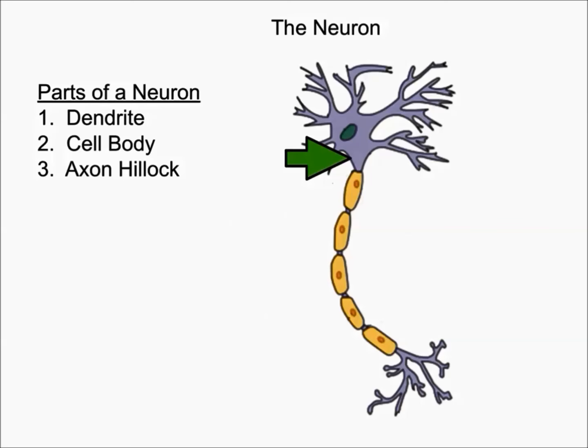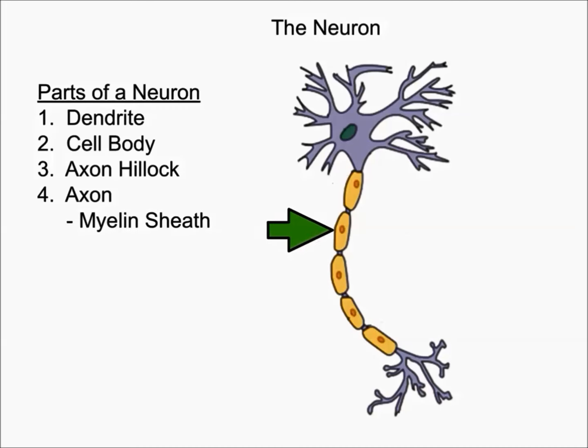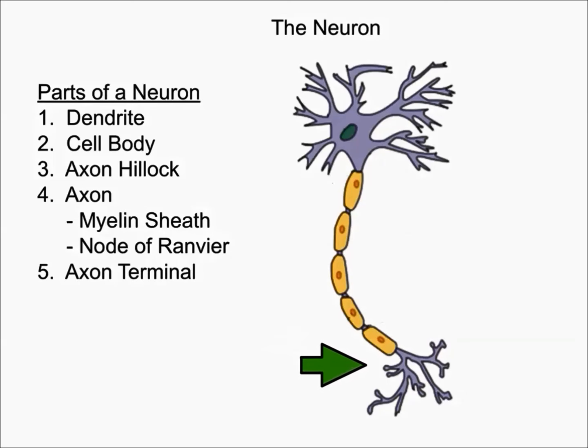From the axon hillock, the next part of the neuron is called the axon. The axon is a long extension that conducts and transmits action potentials. Surrounding the axon is a covering called the myelin sheath. The myelin sheath serves as an insulator that prevents electrical current flow across the cell membrane. And between the myelin sheaths are gaps where electrical current flows easily, called the nodes of Ranvier. And the last part of a neuron is the axon terminal. The axon terminal is the end of the axon that synapses with dendrites of adjacent neurons.